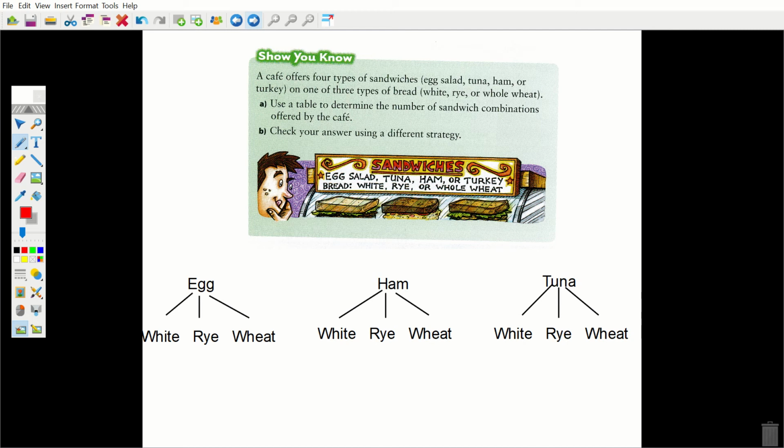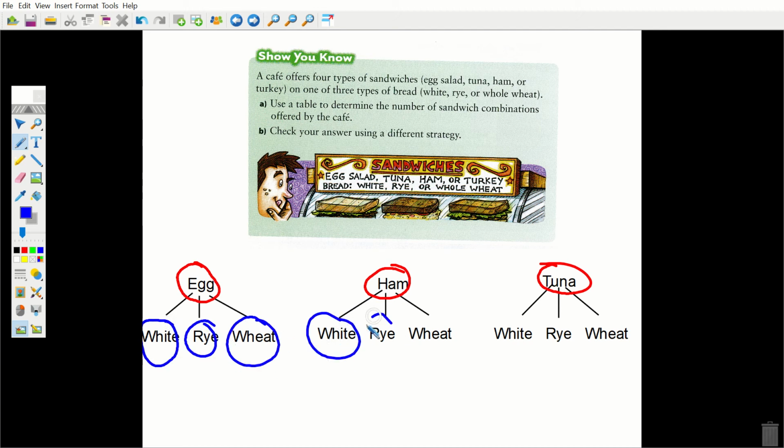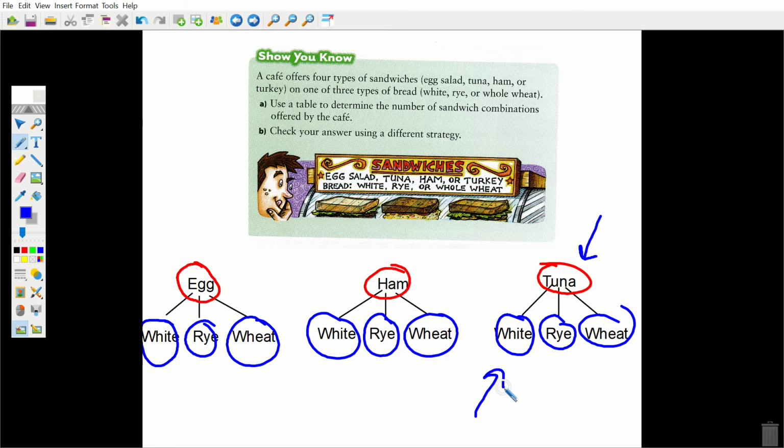Now, if you put this in a table or a tree diagram, this is what it's going to look like. You're going to have one independent event on top. You have egg, ham, and tuna, and you will have the other independent event on the bottom, which is white, rye, wheat, coming off of each and every single type of meat.